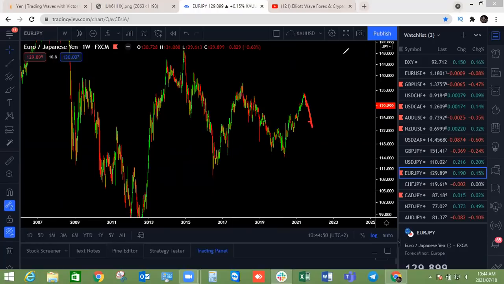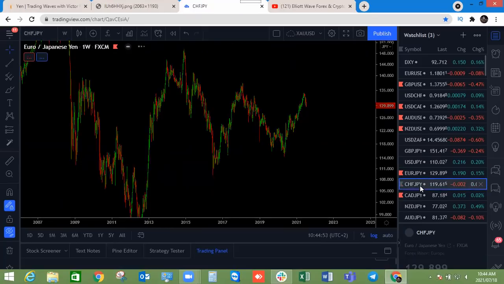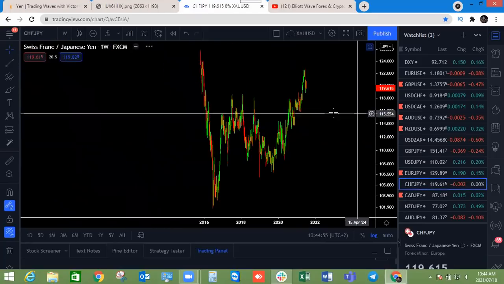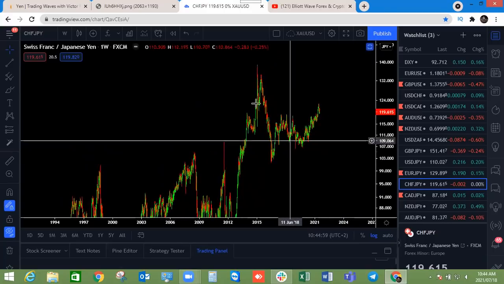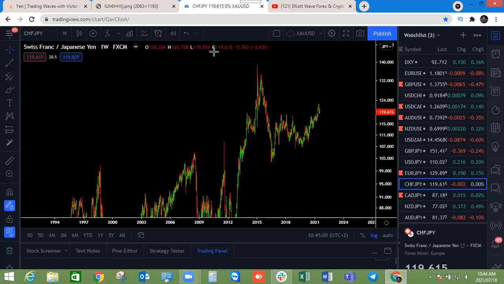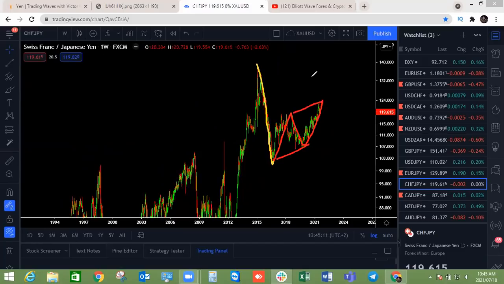Okay, so similarly on CHF yen. CHF yen is pretty interesting because, like pound yen, it has completed its move. I'm starting with a weekly chart here. So we've got a pulsing move to the downside. We've got here a pullback in 3 waves. If you look at that 3-wave structure here, this is where we are. And it will not be surprising to see CHF yen start a move to the downside.